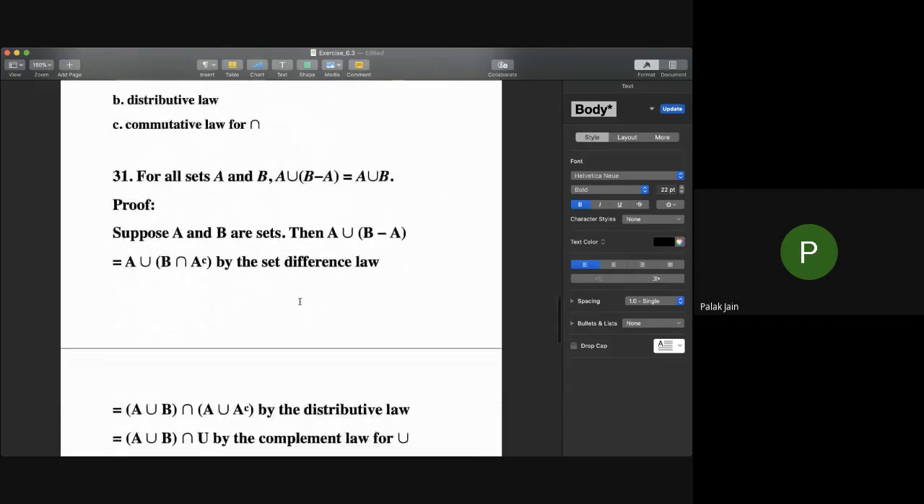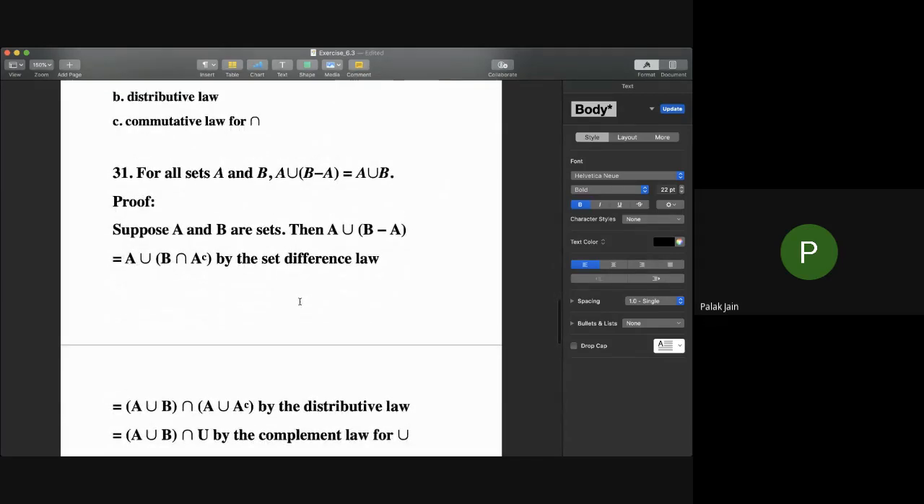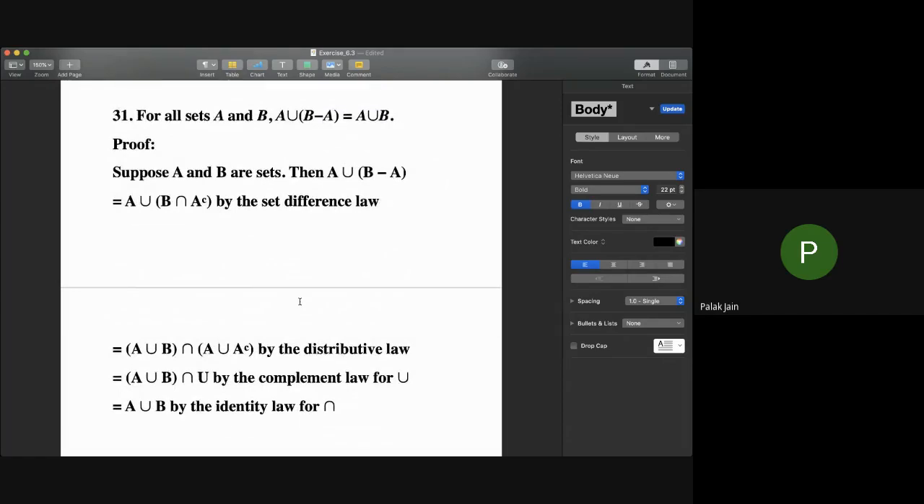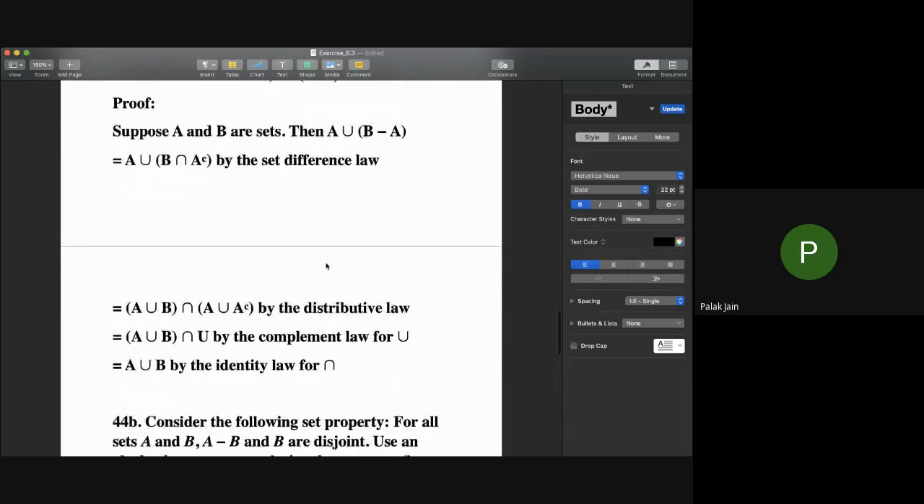So the 31st question: for all sets A and B, (A union B) minus A is equal to A union B. We have to prove this. And the proof is that suppose A and B are sets, then by the set difference law, you can say that (A union B) minus A is equal to (A union B) intersection A complement. And further on, you can go and prove this by the distributive law and the complement law.